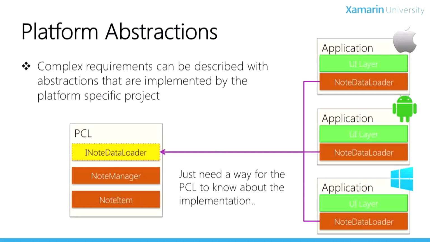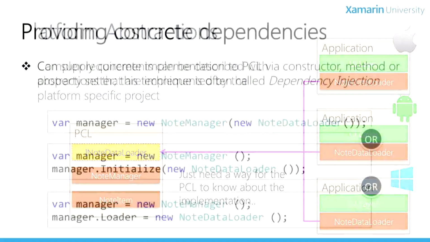So here you can see we need some ability to load notes. Each platform stores them in a different location, or possibly even using a different technology altogether. One may store it in a database, one in XML, one in the cloud, etc. So we define an interface, the INoteDataLoader, which will describe our requirements. The Note Manager then relies on the interface, and the platform-specific code provides a concrete class that implements the interface. And then finally, we have to tell the PCL about the implementation.